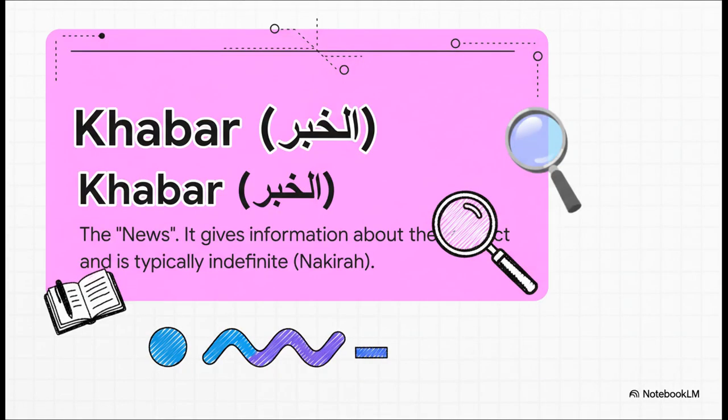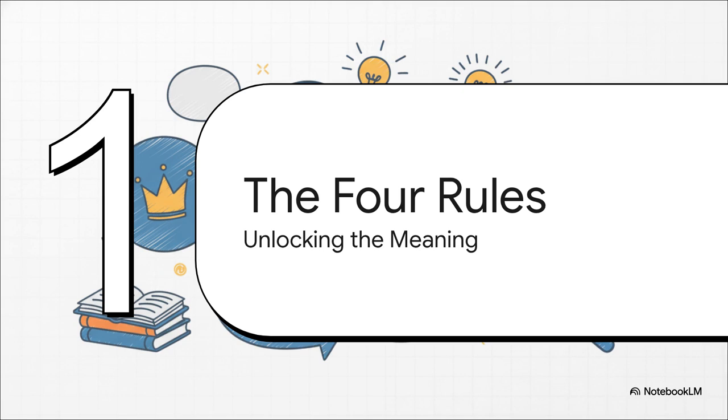And our second key is the Khabar. The word Khabar literally means the news. And that's its whole job. It's there to give you the news about the subject. But here's the other half of the secret, so listen close. The Khabar is typically indefinite, or Nakira. Okay, so we've got our two keys, a definite subject and an indefinite piece of news.